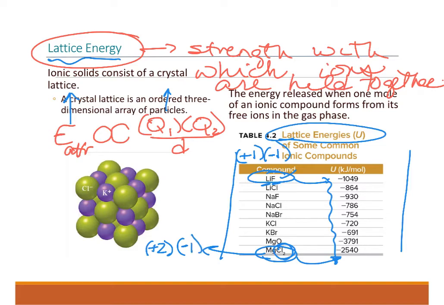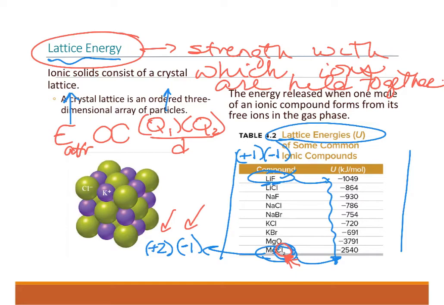Now, listen to me really carefully in case you're daydreaming. However many of the ion there are, in this case 2 chlorine, makes no difference. All that matters is the overall charge on an individual ion. I don't care if you have 2 of them, 1, 5, or 10 of them. It doesn't change the lattice energy.